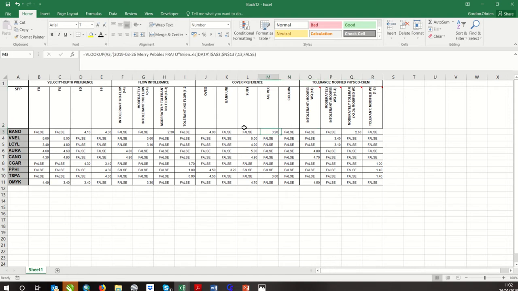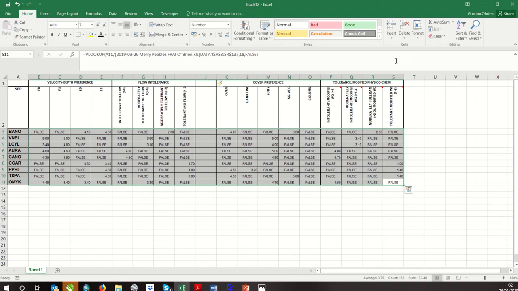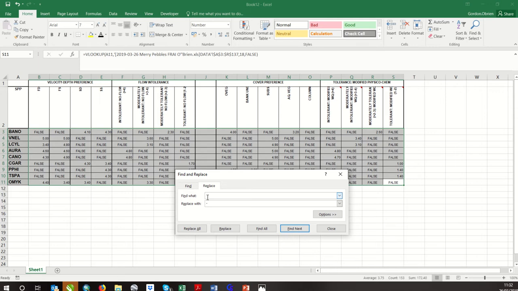And then here you've got water quality tolerances. So what I've done here is in terms of the flow intolerance, you can see that the scores, what Niels has done is he's just categorized highly intolerant to very tolerant. But the scores go from 0 to 5. Can you see that? So I want to get rid of all of my false. Sorry, it's stuck on the screen. So here I want to take away the false. I want to replace it with nothing. Cancel.